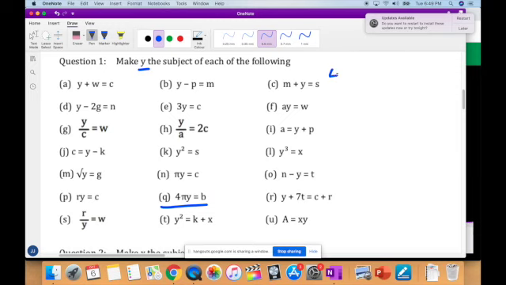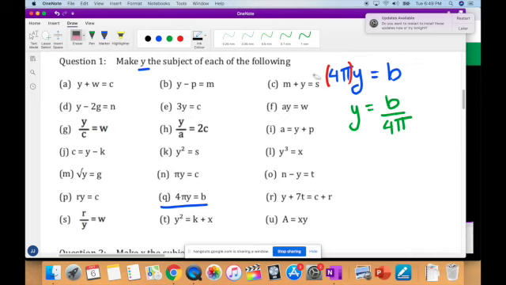I have 4 pi y, and that's equal to b. I want to make y the subject of the formula. This 4 pi is being multiplied by y, so I'll just throw the 4 pi across. So b is going to be divided by 4 pi, and that is it. Easy peasy.